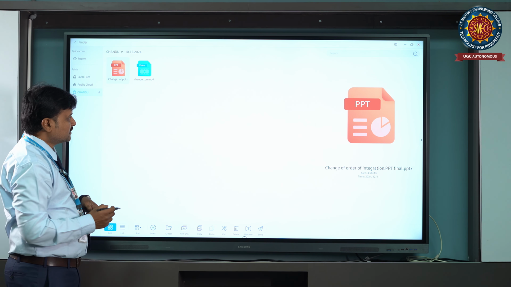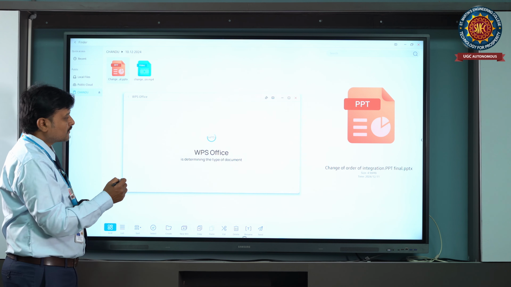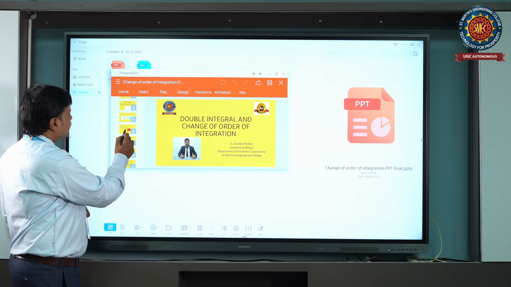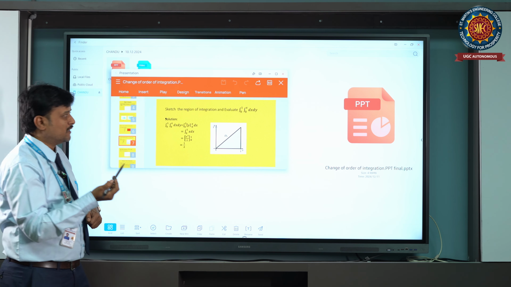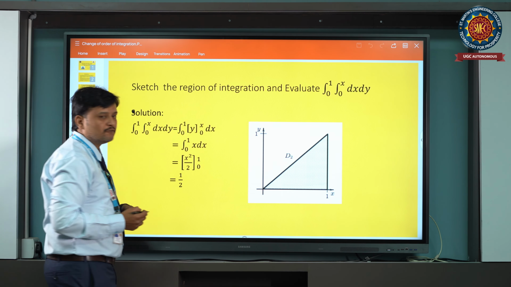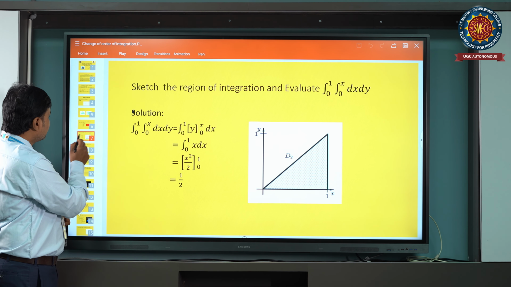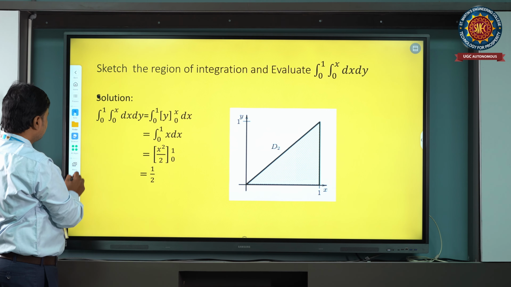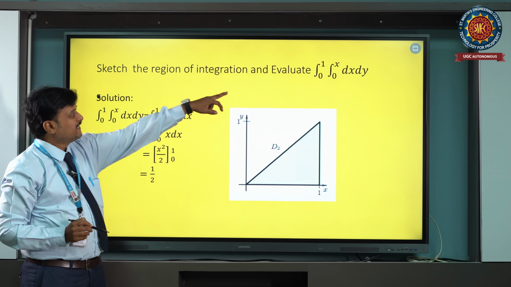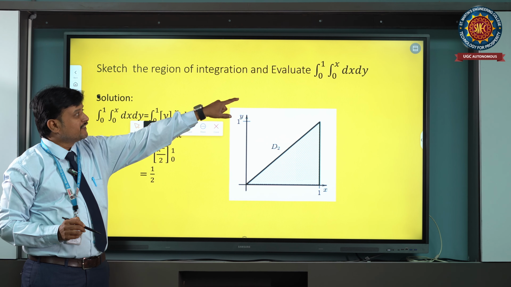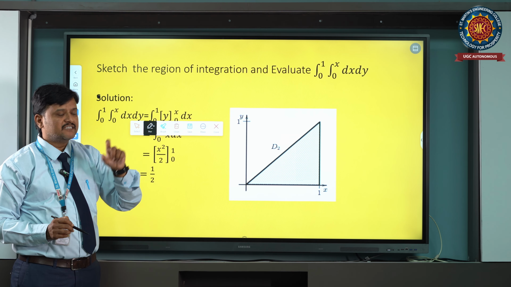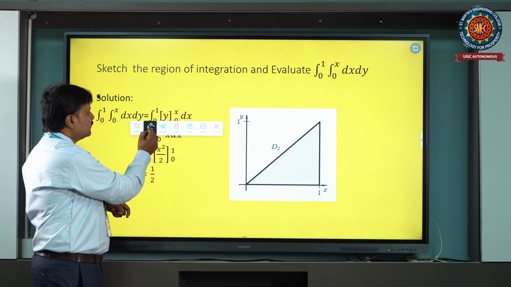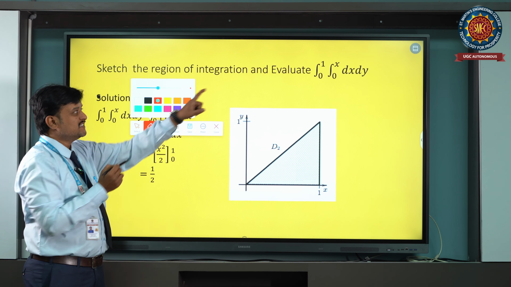Next, coming to the next slide. Let us see variable limits. See, 0 to 1, 0 to x. Here the interior limits are functions of x, so we have to take them as y limits. So here y is equal to 0 and y is equal to x.